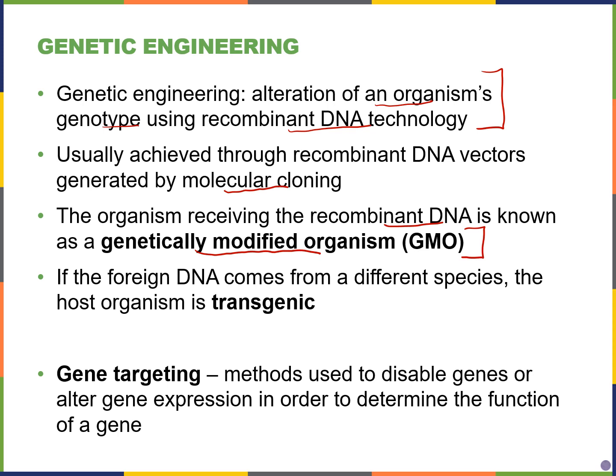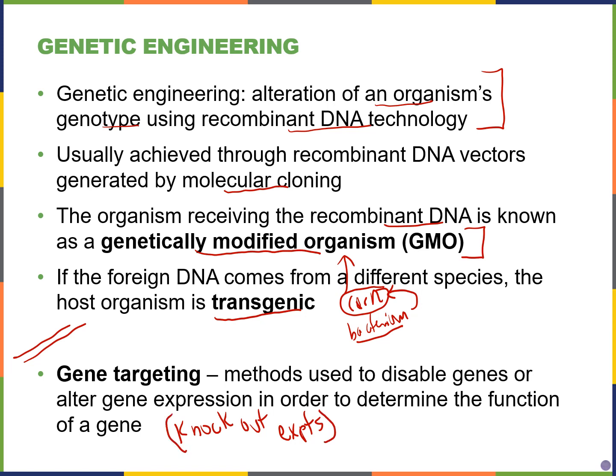If the foreign DNA came from a different species, that organism is known as a transgenic organism. For example, if we have something like corn that gets new genes from a bacterium, this would be a transgenic species because the corn got DNA from a different species. There's another subset of genetic engineering experiments known as gene targeting. And it's not really written this way in our book, but sometimes these are called knockout experiments.